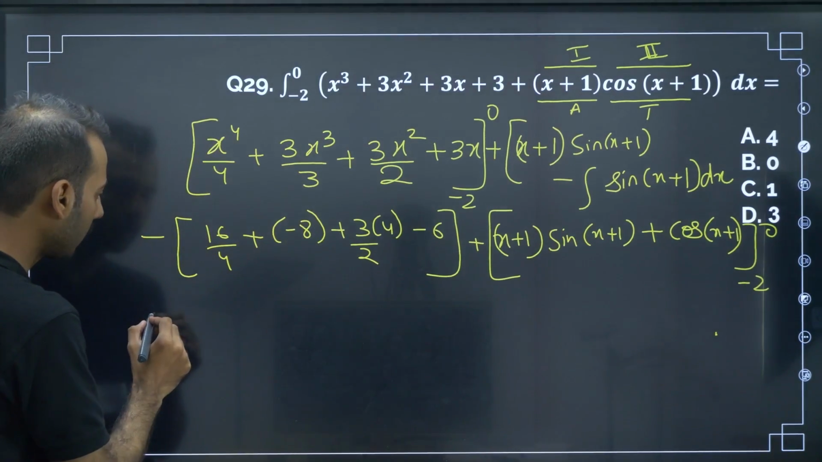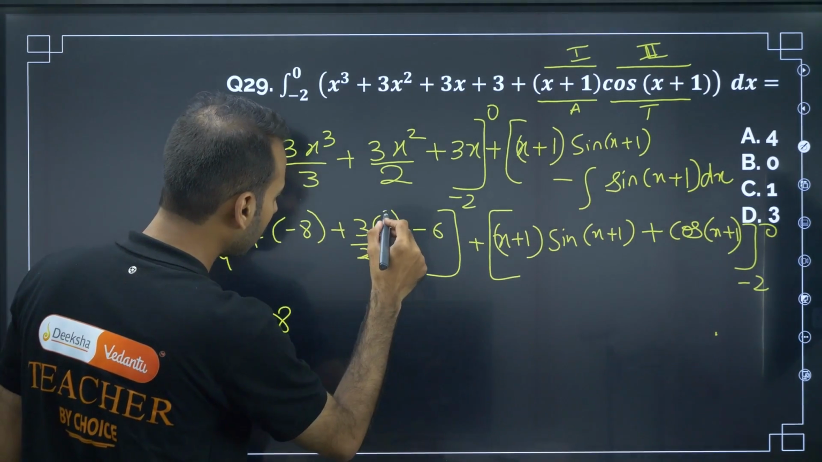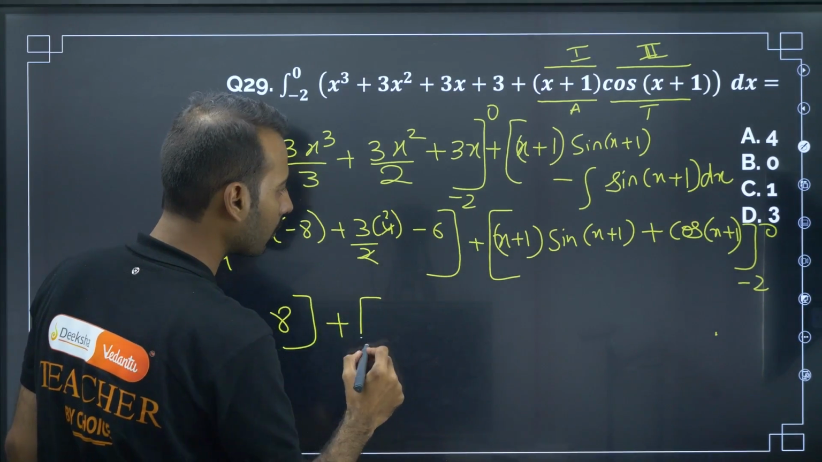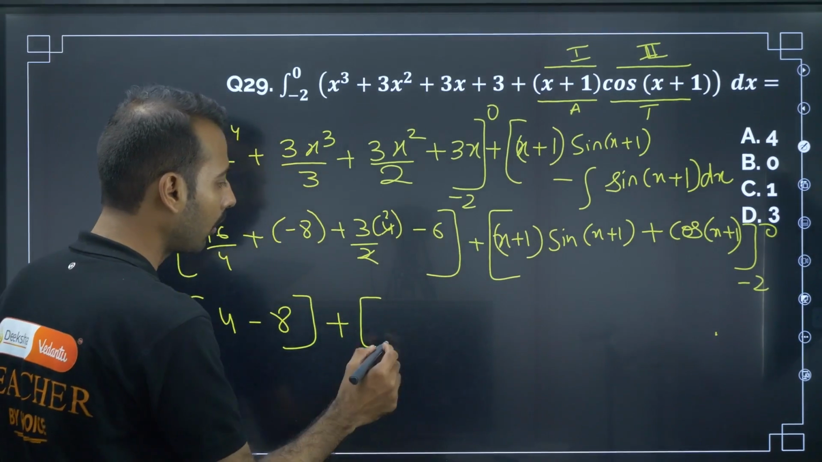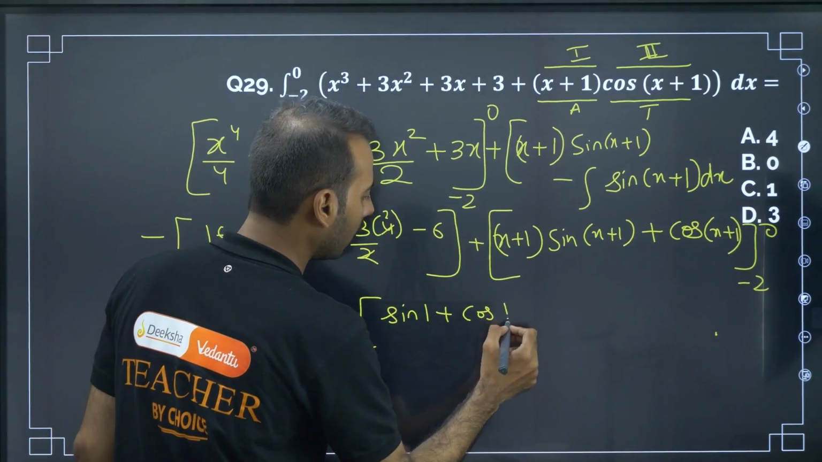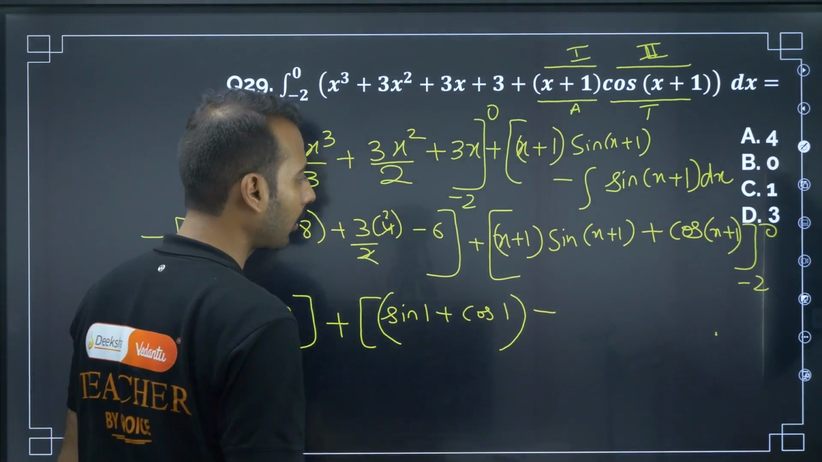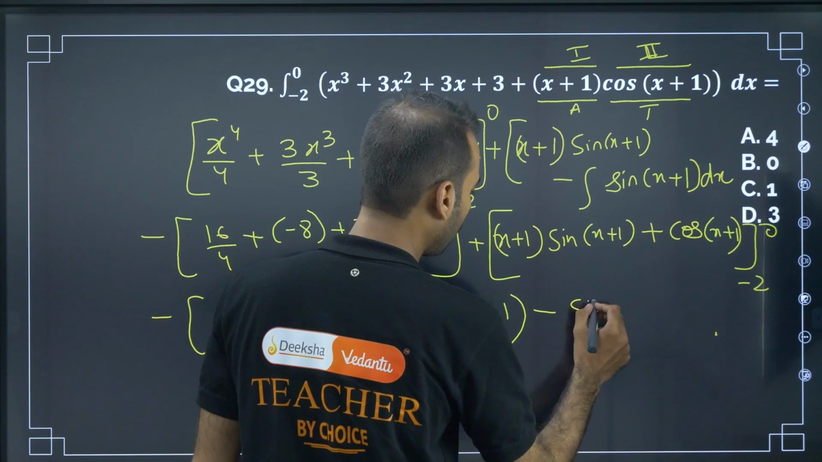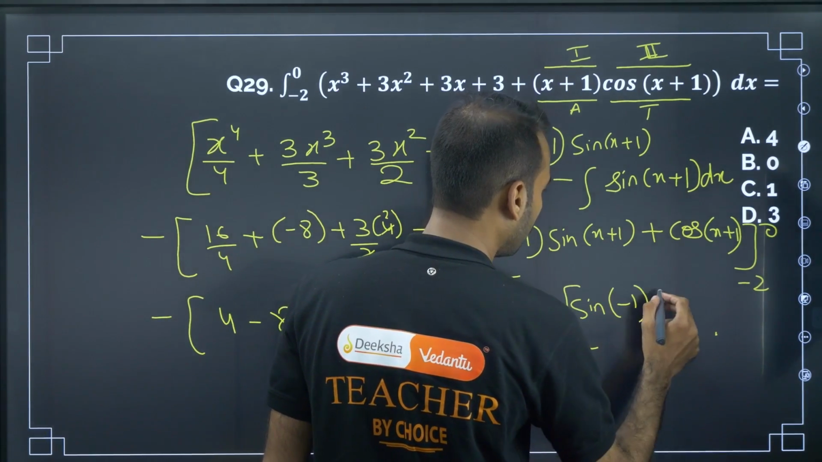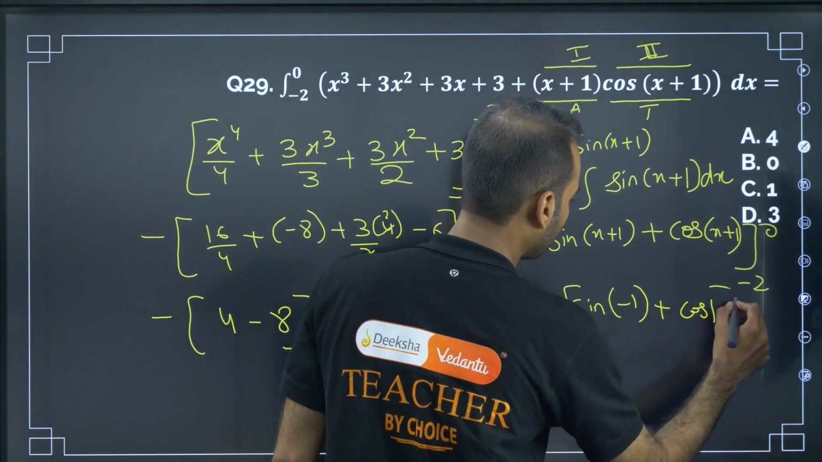Now if you simplify this, minus 16 by 4 is 4 minus 8, this is 2, 3 2 is 6, so 6 minus 6 is 0, plus if you substitute 0, sine of x plus 1 is sine 1 plus cos 1, upper limit minus lower limit, minus 2 plus 1, sine of minus 1 plus cos of minus 1, plus cos 1.